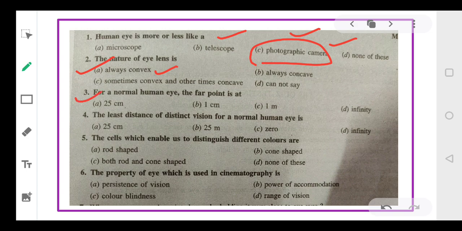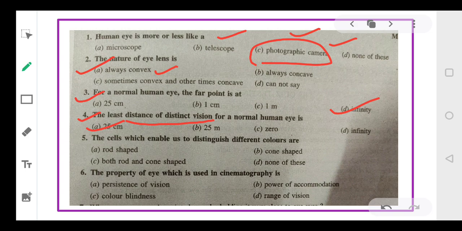Now, what is the far point of a normal eye? Your eyes are normal. There is no disparity, no disease, no disorder. So what will be the normal far point? Yes, 25 centimeters is the near point, isn't it? Infinity is the correct answer. So the far point is infinity. Now question number 4 says, what is the least distance of distinct vision, everyone? 25 centimeters.